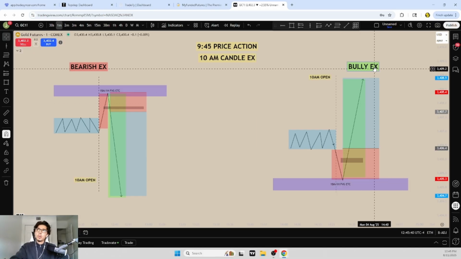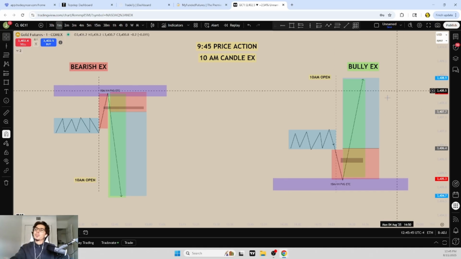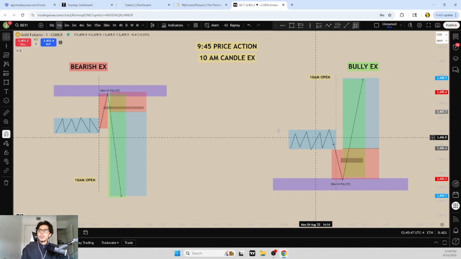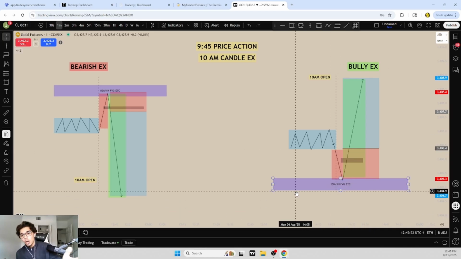And then here's our bully example, right? Our bully example would be, right, we're accumulating right before 10 a.m. opens. What happens at 10 a.m.? Well, we manipulate lower, opened low, because 10 a.m. is a new candle for an hourly candle and a 4-hour candle, okay? So this is why open low high close and open high low close, I use it a lot at 10 a.m., because it's 2 new candles to the higher time frame.